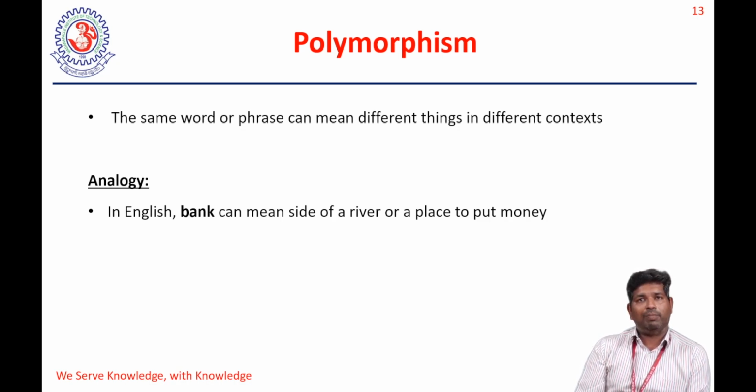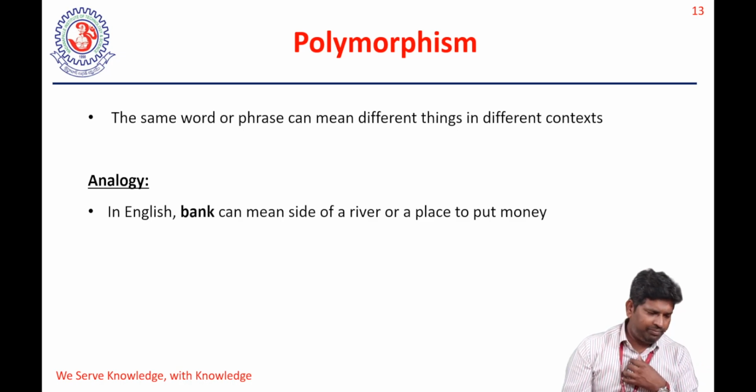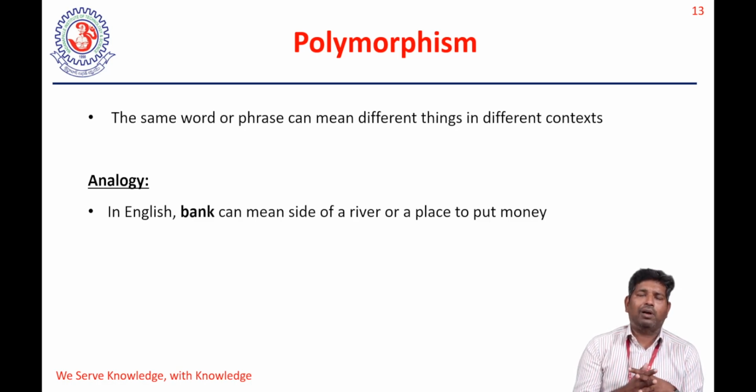Poly means many, morphism means forms. It is nothing but the same word or phrase or even an operator can mean different things in different contexts. For example, take the arithmetic plus operator, which can act differently based on the context. If you give two operands, like two numbers, it does an addition operation. If you give two words to the same plus operator, it concatenates the two words.